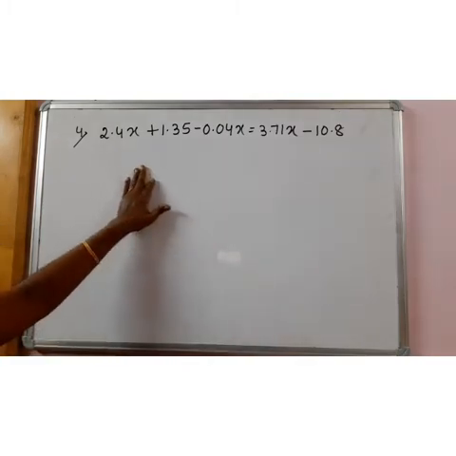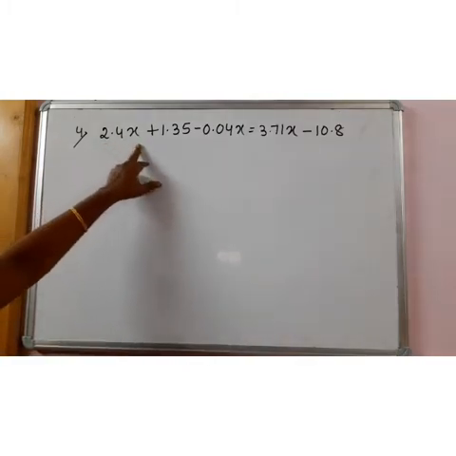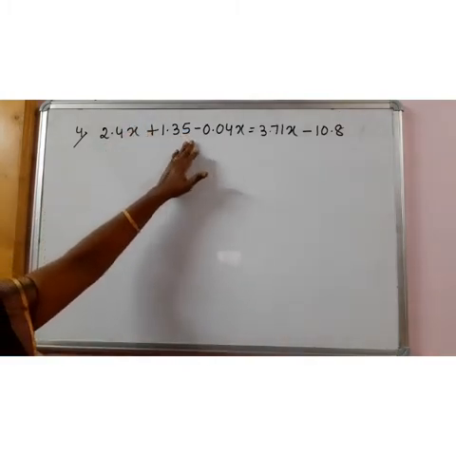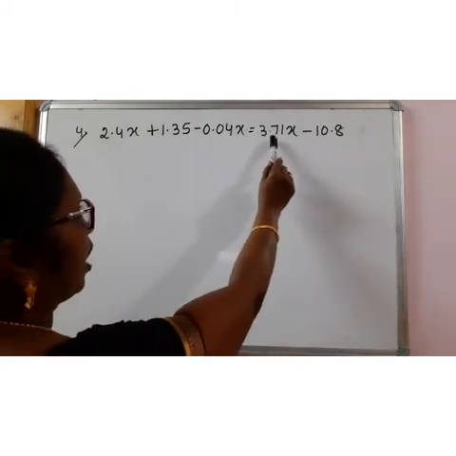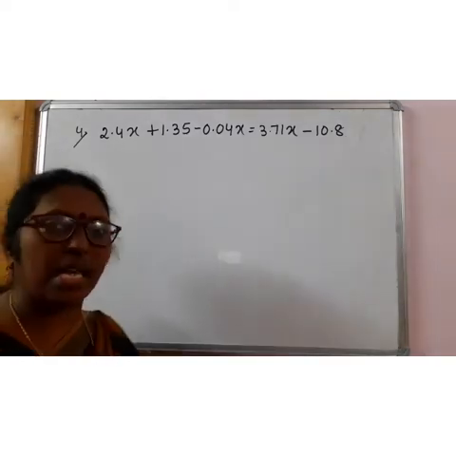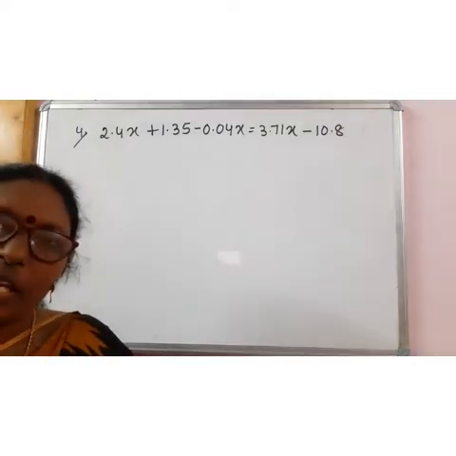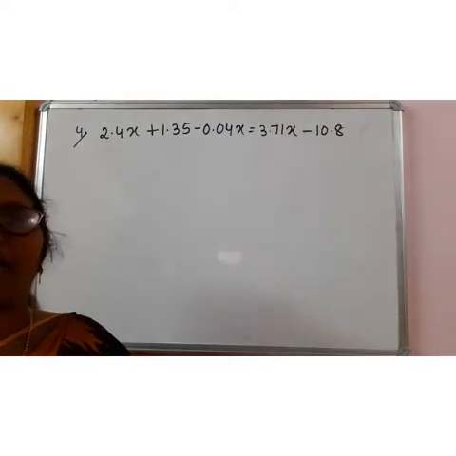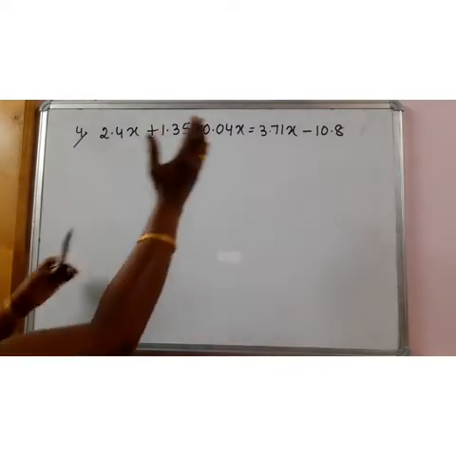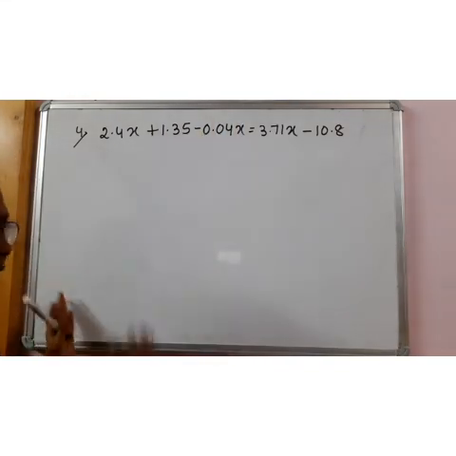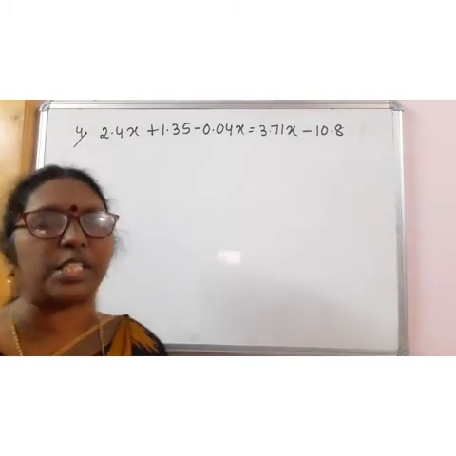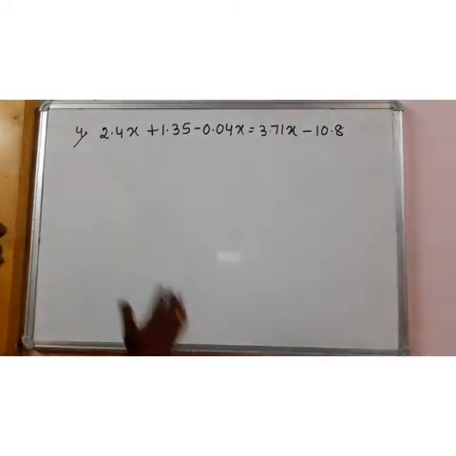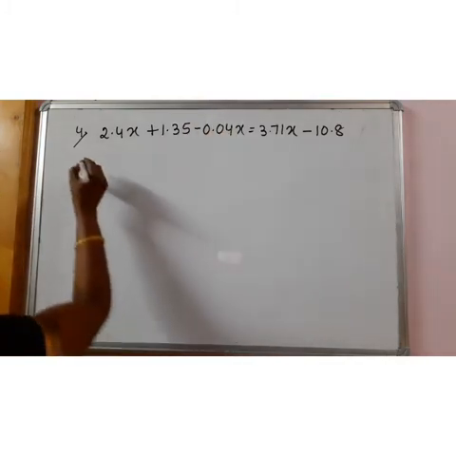So your fourth question is 2.4x + 1.35 - 0.04x = 3.71x - 10.8. Here the variable is x. We have to find the value of x. So wherever x is there, we'll bring it to the left side, and the other numbers we take to the right-hand side. This is the decimal equation given.